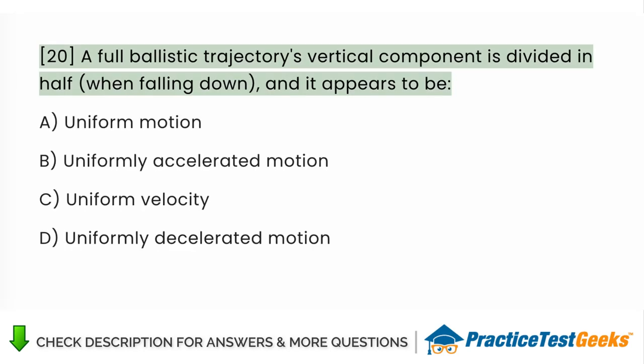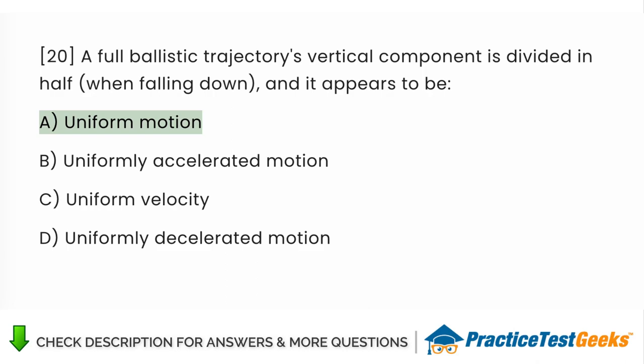A full ballistic trajectory's vertical component is divided in half, and it appears to be A. Uniform motion. B. Uniformly accelerated motion. C. Uniform velocity. D. Uniformly decelerated motion.